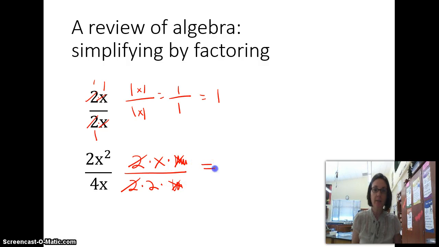So what we'd be left with that didn't divide out and become 1 would be an x in the numerator and a 2 in the denominator. So this would be the simplest we could get that expression.